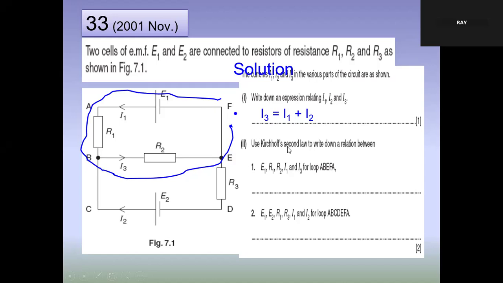Then use Kirchhoff's second law and write the relation between E1, R1, R2, I1, I3 for loop A, B, E, F, A. This loop. Write for me the equation. Usually they won't ask you to solve because it takes too long. It's a math problem already. I'm more interested in asking you to write the equation.